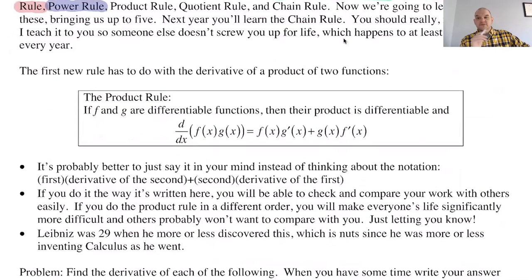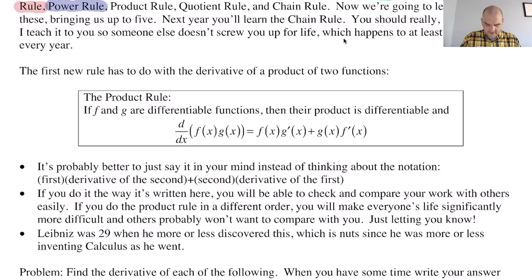The product rule is a method of taking the derivative of a product. A product is two things being multiplied. We can use the product rule on that. Here's what it says. If f and g are differentiable functions, then their product is differentiable, and the derivative of the product, f times g, is f times g prime plus g times f prime.